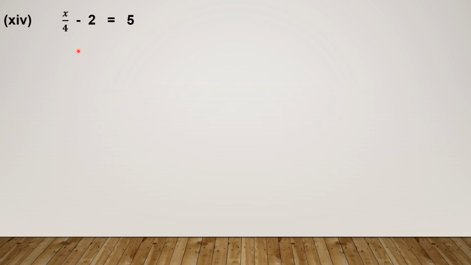See part number 14. X by 4 minus 2 is equal to 5. Again, we have to find solution of this equation, means we need to find out value of x from this equation. Again, means we need x alone on left hand side. So we will move minus 2 on other side. When you move minus 2 on right side, you will get plus 2. 5 plus 2. 5 is already there. So 2 will be added on other side. Add these two values in next step. We will get 5 plus 2, 7. X by 4 will come as it is.